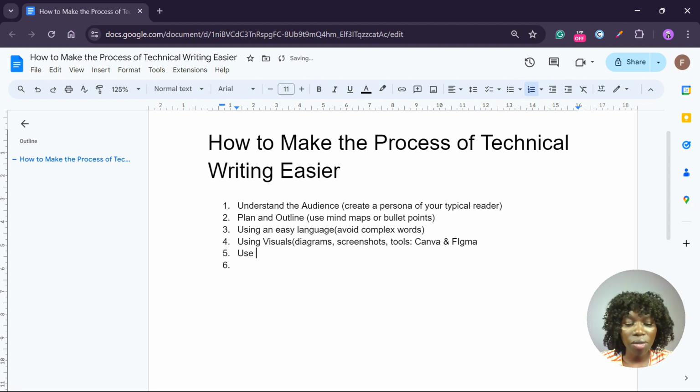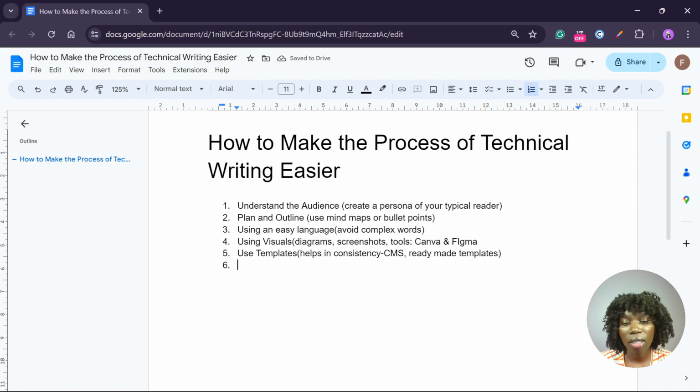Also, number 5 is feel free to use templates, because templates will help you be consistent. For example, if you're using CMS platforms, they can come with ready-made templates. This will make your writing process a little easier.